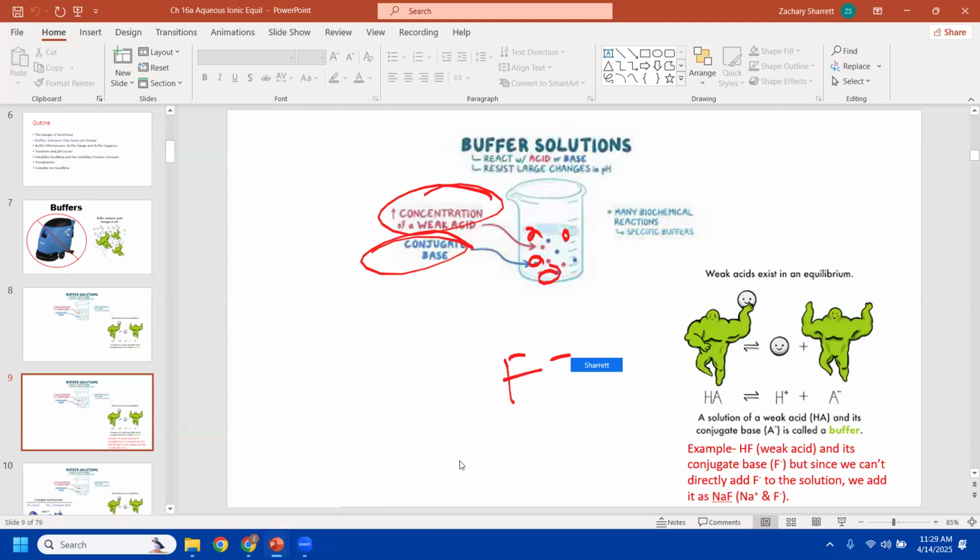F minus. Could we put F minus directly into a solution? Can we just put ions into a solution? The answer is no. You can't put in ions. So what could we do? Honey, how can we put F minus into solution where we only want the F minus to be reactive? What could you pair it with?